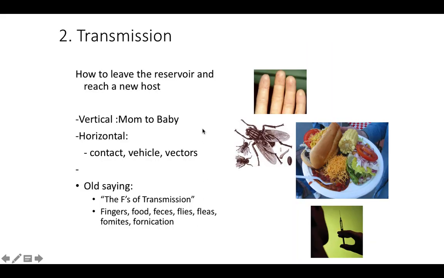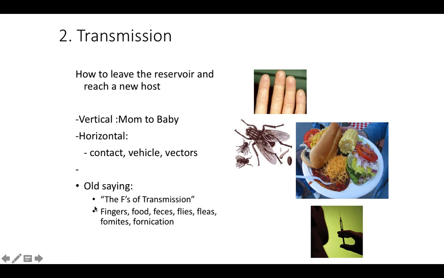Transmission, so how does the pathogen leave the reservoir and reach a new host? So we talked about vertical transmission from mom to baby. Often this is across the placenta, or it might be at the time of birth, or sadly sometimes even in breast milk, for example. HIV can be transmitted to babies in infectious doses in breast milk. Okay, and then horizontal transmission: contact, vehicles, and vectors.